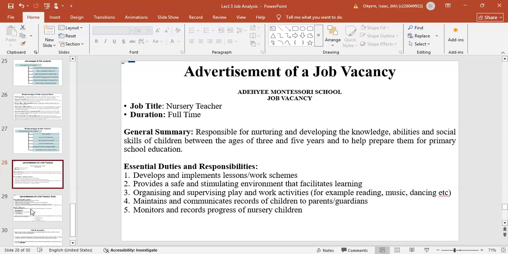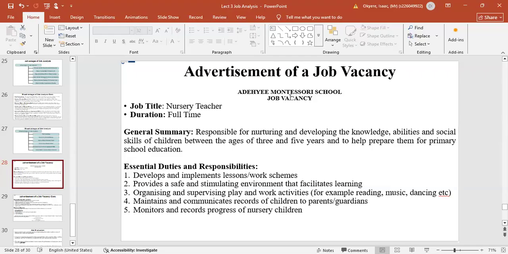We first have to advertise the job, and the advertisement contains the job descriptions and job evaluations. So look at this. The advertisement of a job vacancy. So we are advertising for a Montessori school job vacancy. If you want to teach at a basic school, these are some of the adverts that we do.